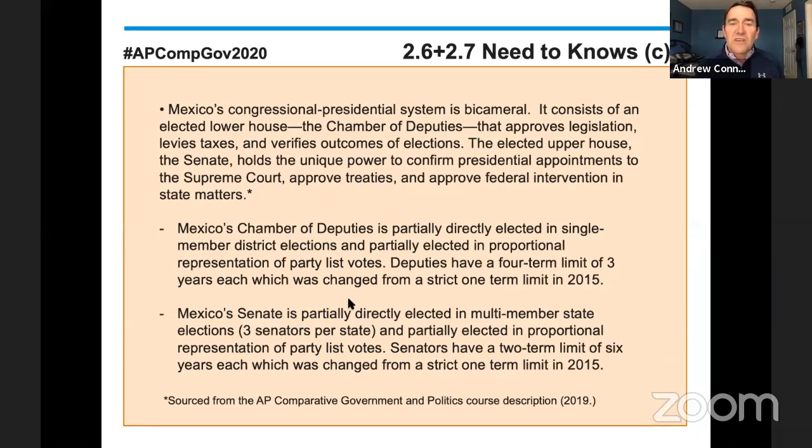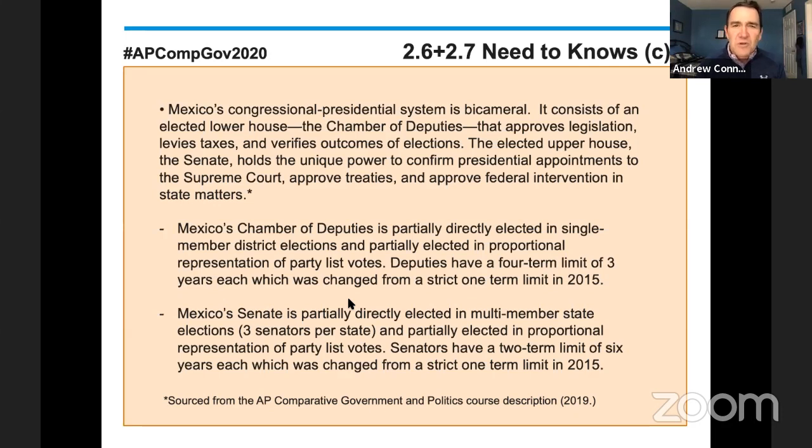Mexico has a Congress, and it also looks a lot like Nigeria's Congress and presidential system. It is bicameral. They have a lower chamber called the Chamber of Deputies. They approve legislation, they levy taxes. One of the unique features of the Chamber of Deputies is that they verify the outcomes of elections in Mexico. The Senate is the upper chamber of Mexico's legislature. They confirm presidential appointments, particularly to the Supreme Court. They approve treaties. They also approve if there's going to be national intervention in state matters.